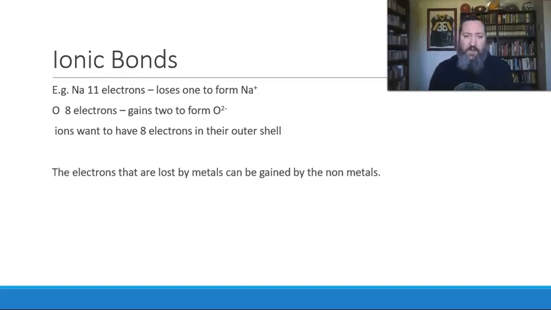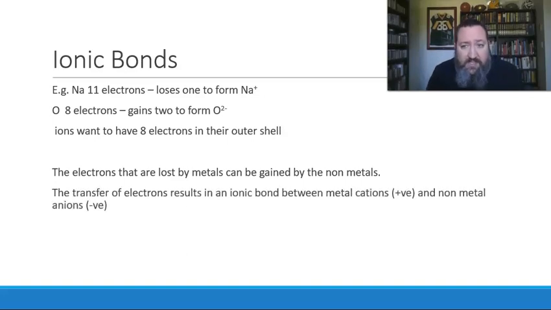So if you've got this happening with metals and non-metals, the metal atoms lose the electrons, the non-metal atoms gain those electrons that have been lost. So the metal atoms let them go, the non-metals pick them up. And then that creates what we call the ionic bond. So the positive metal cations and the negative non-metal anions are attracted together by positive and negative charges. Opposite charges attract, and then they want to stick together.